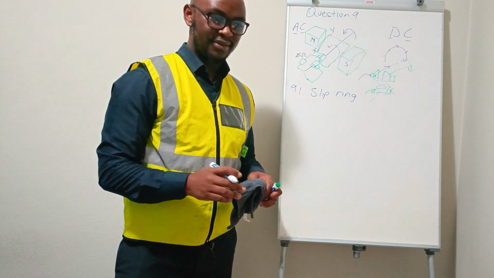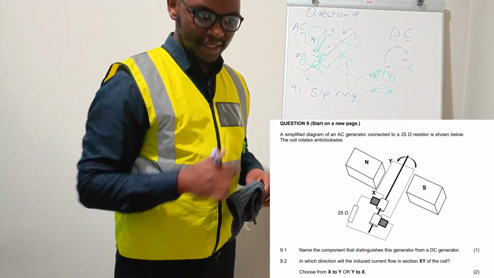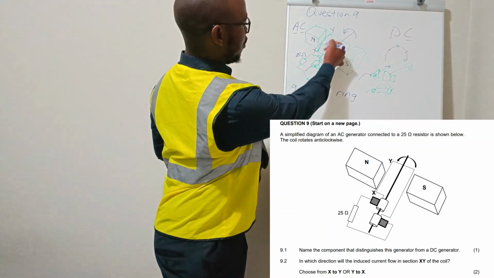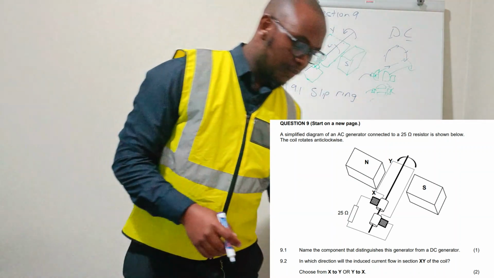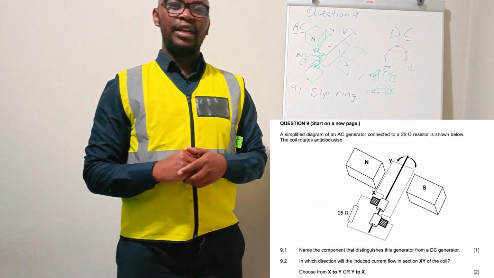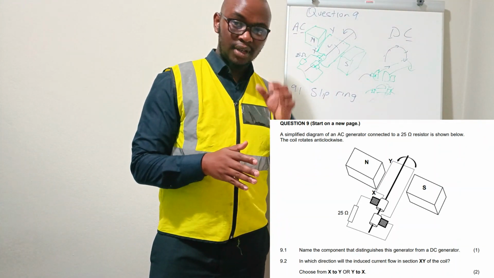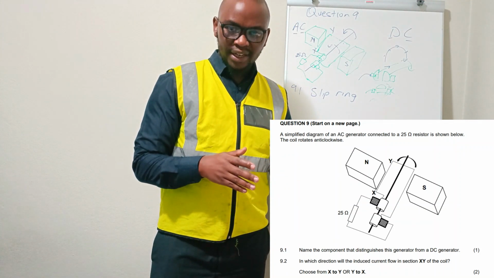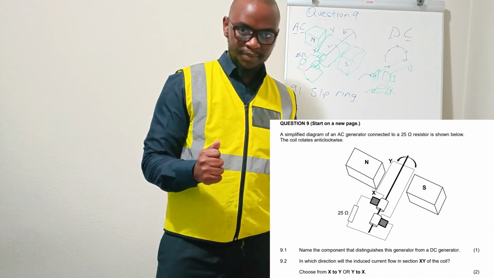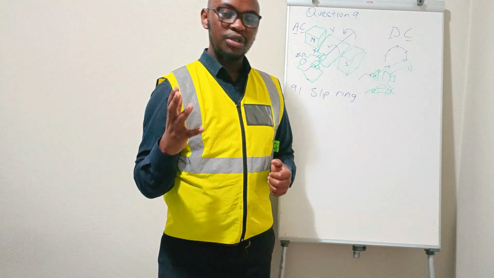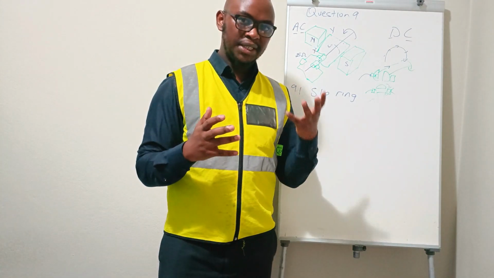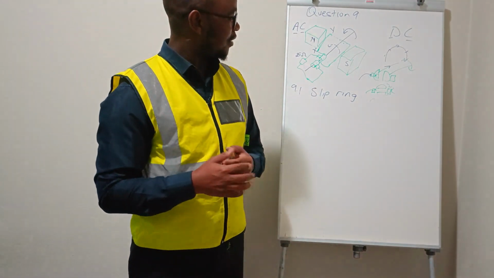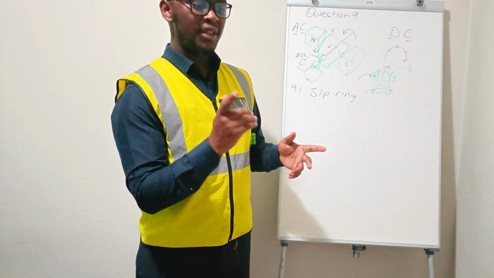The next question, we are asked in which direction will the induced current in the section XY be flowing. So, like I said in the previous electrodynamics video, when we're dealing with an AC generator, we use the right hand rule. When we're dealing with a motor, we use the left hand rule. So guess what we are going to use here? Which rule do we use to determine the direction of current?